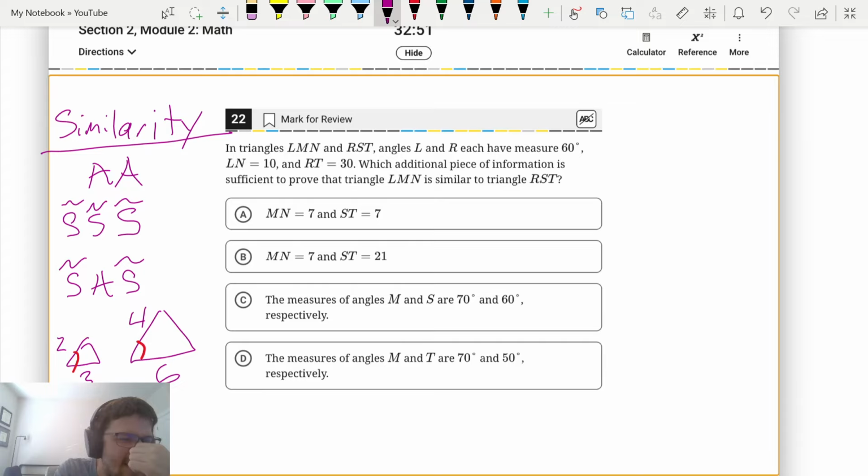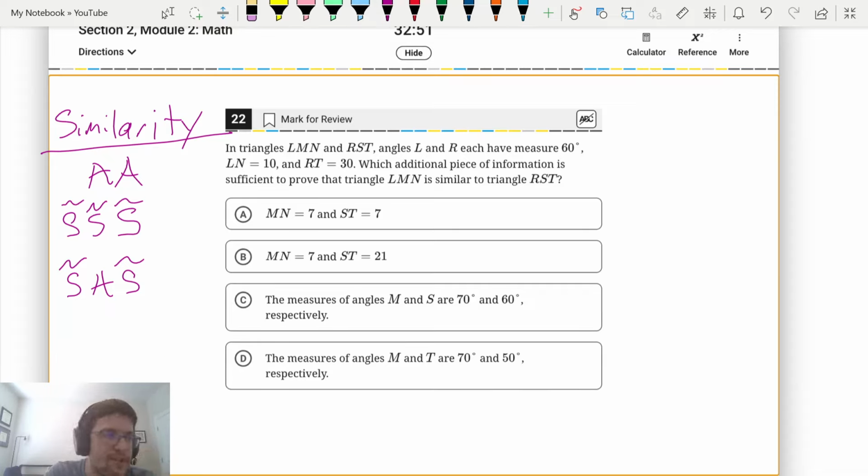Very similar to SAS for congruence. Okay, so you have to know all 3 of these. They used to never ask about these, but they've been asking about these a ton recently. Okay, so you really want to know this. All right. Anyway, so we've got to draw the 2 triangles.